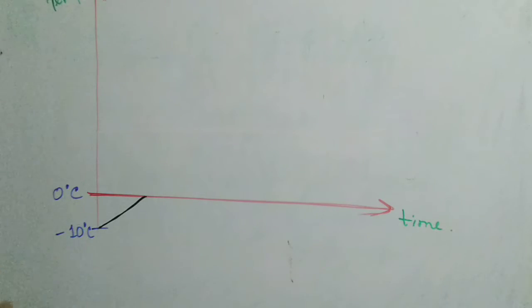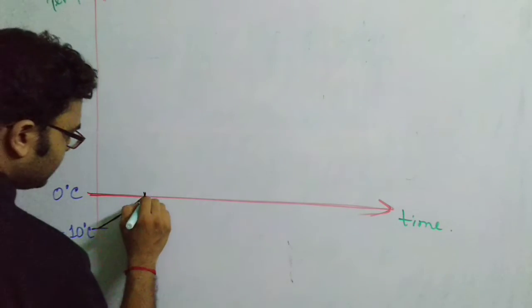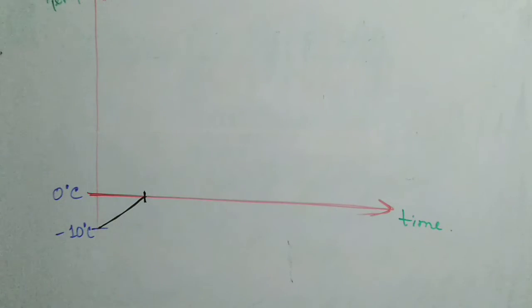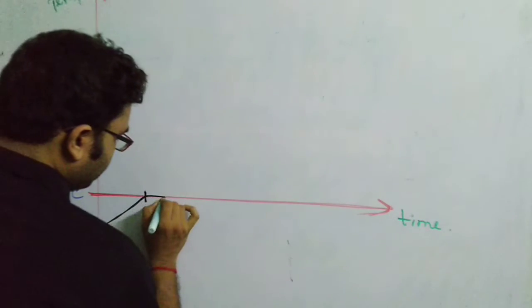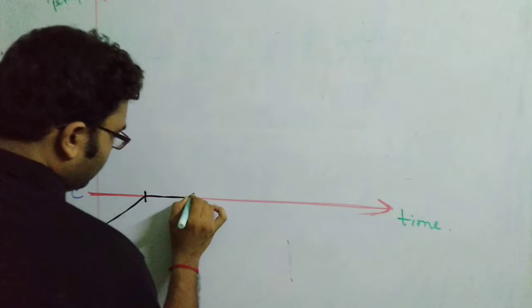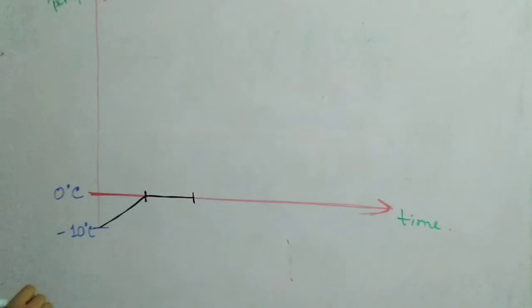Now whenever it reaches this particular point, it reaches 0 degree centigrade, that is the melting point of ice. We know that during phase change, the temperature of ice will not change until the total mass of ice is wholly converted into water. So for a certain time, the graph will be like this.